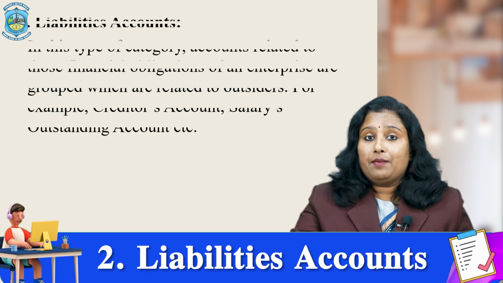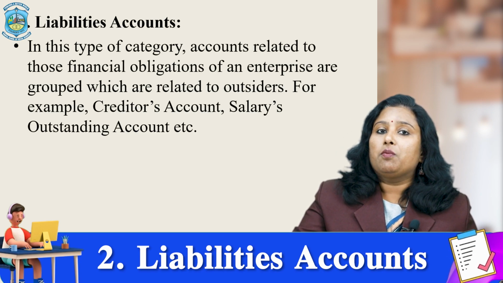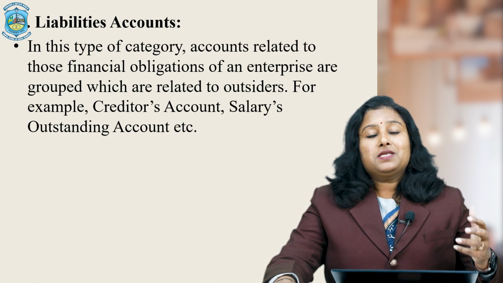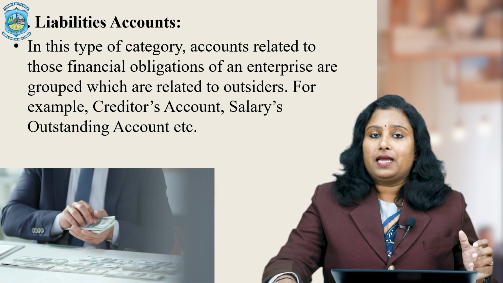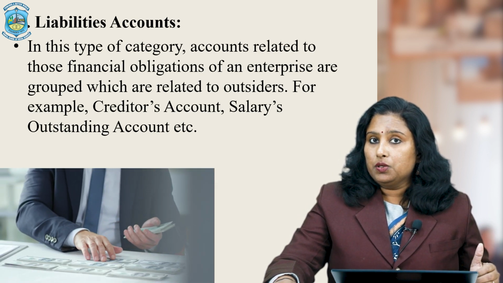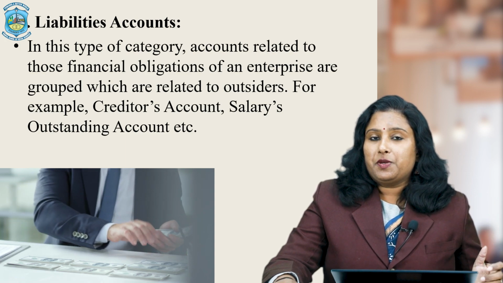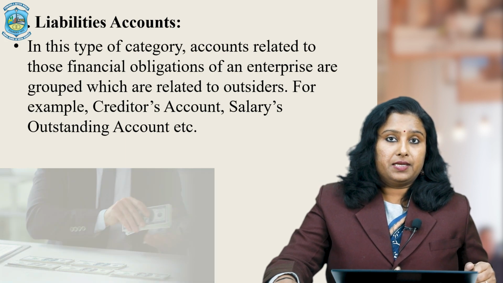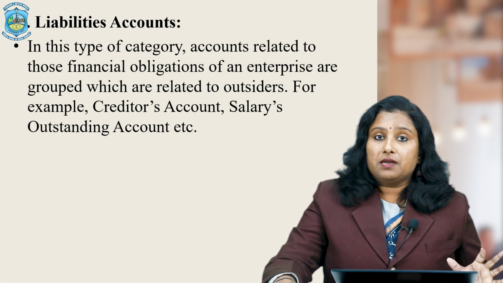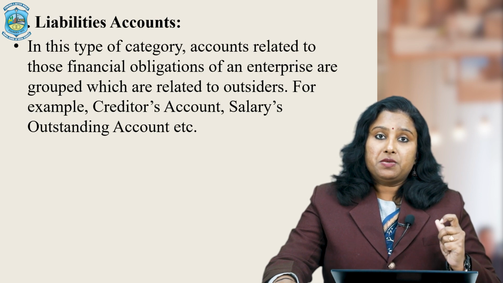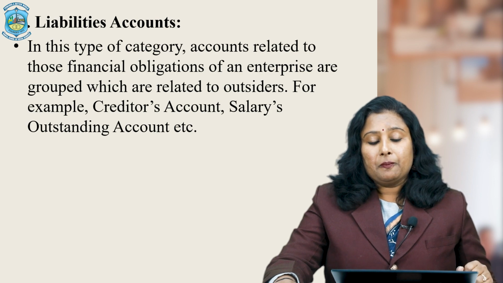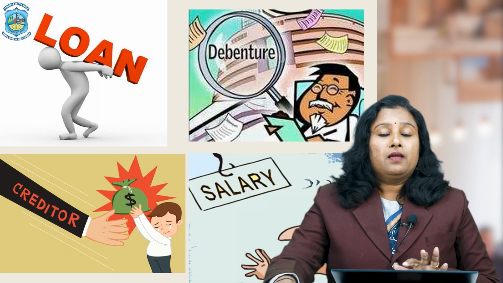Coming to the second category, that is liabilities. Liabilities are nothing but the financial obligation towards external parties, that is, what the business owes to outsiders. All that amount, for example, bank loan, outstanding expenses, and creditors, that is, our suppliers from whom we purchase goods on credit. All these are external parties, and the parties to whom the business owes some financial amount are known as liabilities.